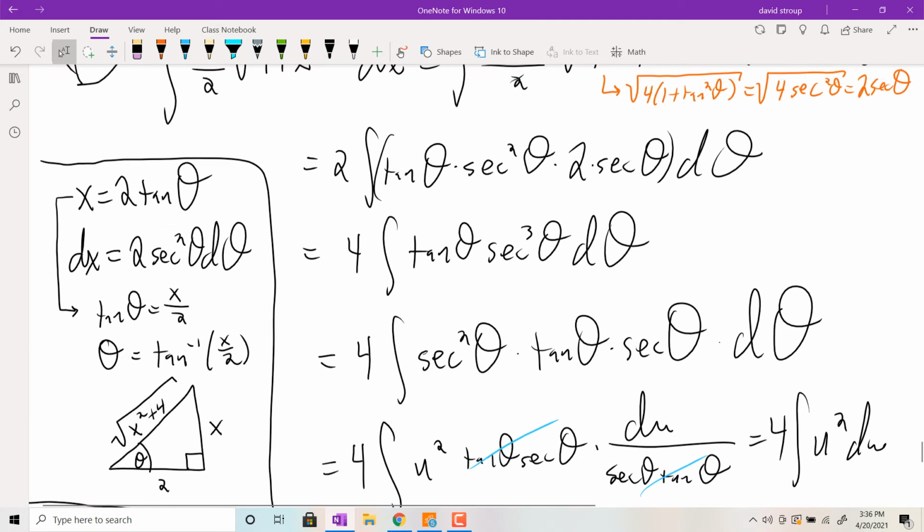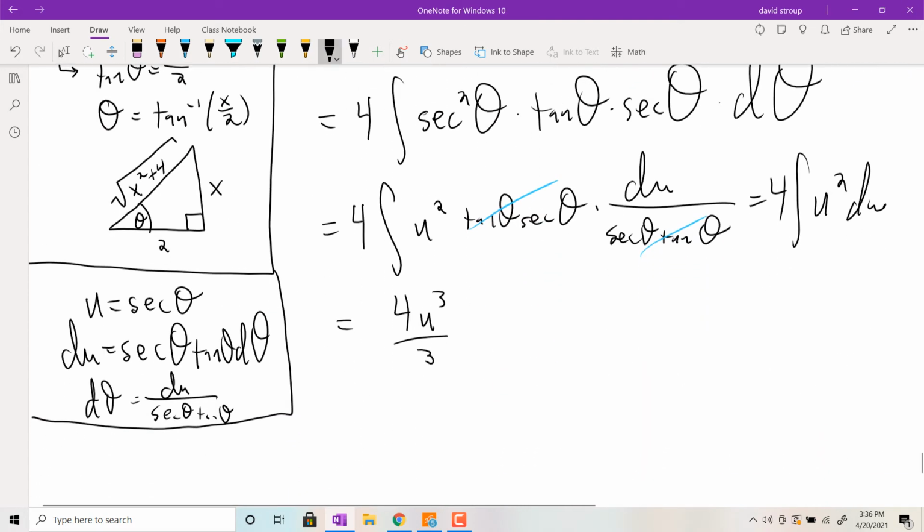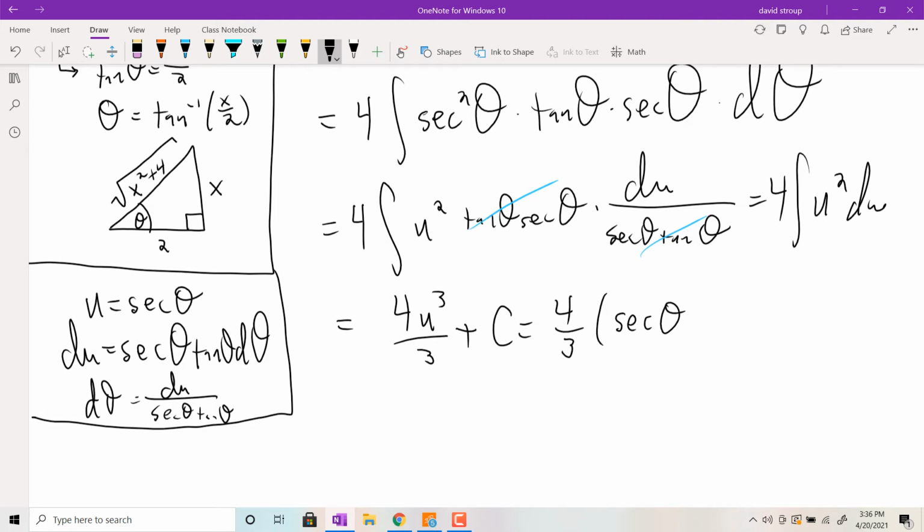Do we need to evaluate this guy? No. Thank gosh. Let's see. So we got 4/3. Let's back sub. So u is secant of theta cubed. Okay, theta is tan inverse of x over 2. So really this is secant of tan inverse of x over 2. The way you simplify that, though, is to use the triangle. And literally all you need to do is take the secant of this angle and interpret it as the ratio of sides of this right triangle.